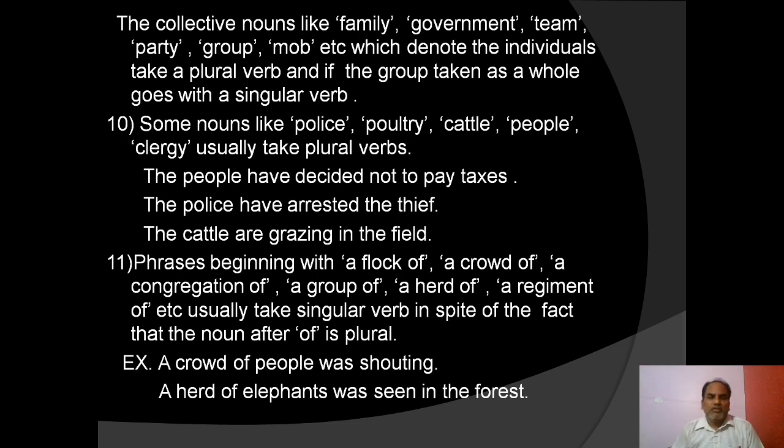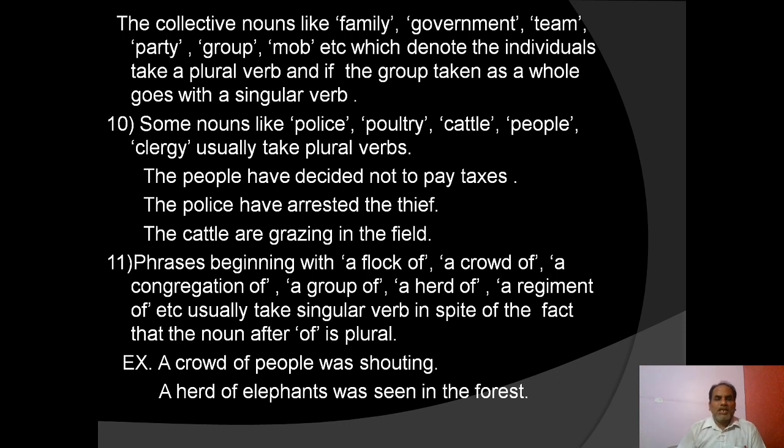Another situation, let us discuss. Some nouns like police, poultry, cattle, people, clergy usually take plural verbs. They are always plural. The people have decided not to pay taxes to the government. The police have arrested the thief. The cattle are grazing in the field. They are always plural, so they always carry plural verbs.